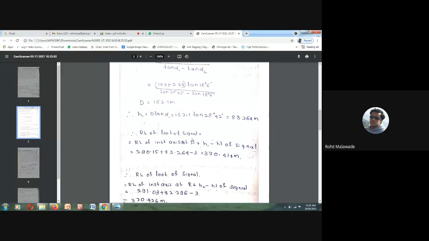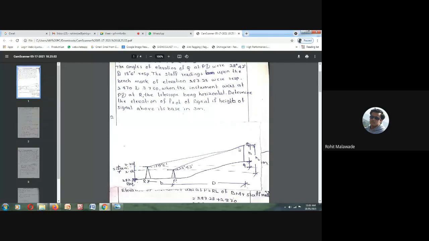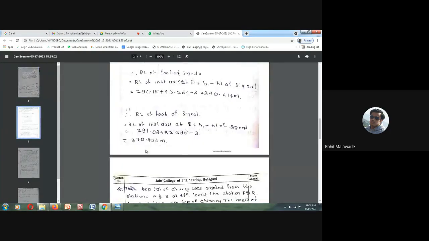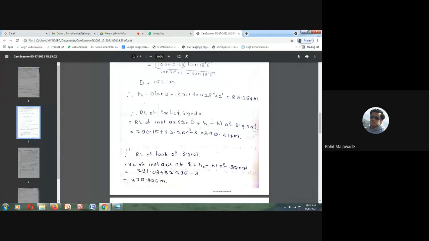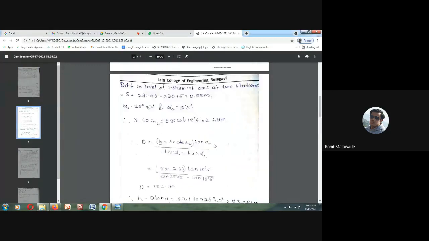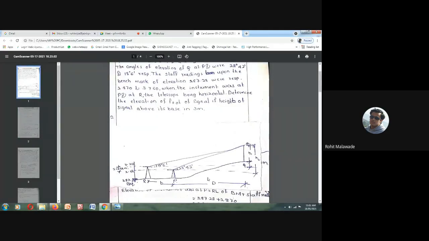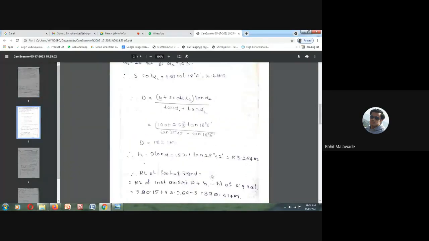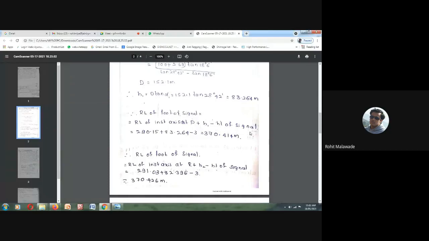Now the RL of the foot of the signal. Now we will be finding the RL of the instrument axis at P. How much is the difference? This difference we are going to find out, the RL, the height of Q from the point P. So how are we going to do it? The RL of instrument axis at P that we have already calculated, plus this height H1 that we are going to calculate, minus height of the signal.